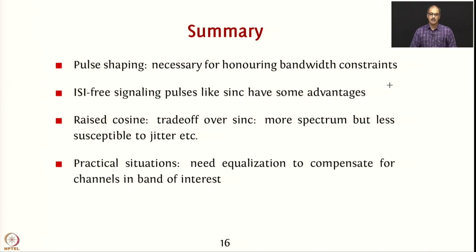To summarize, pulse shaping is important and necessary for honoring bandwidth constraints. And like ISI free signaling, pulses such as sinc have some advantages. Of course, we discussed that sinc has some disadvantages, in particular because of its very, very slow decay. So we looked at the raised cosine pulse, which is a trade-off over sinc. It uses more spectrum, but it is less susceptible to jitter, etc., because it decays very quickly. In practical scenarios, we need equalization to compensate for the channels in the band of interest. That is, we need to be able to filter so that the effect of GC of t is also compensated.